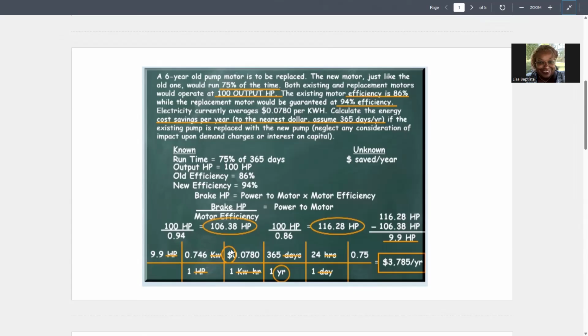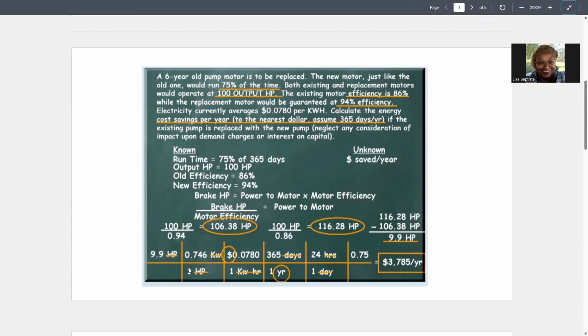And then we're going to take our cost, which is how much per kilowatt hour. So that's $0.0780 over 1 kilowatt hour. Then we're going to take our 365 days in a year, and then we're going to take 24 hours in a day. And then we're going to multiply that by 0.75, which is our 75% for our runtime.